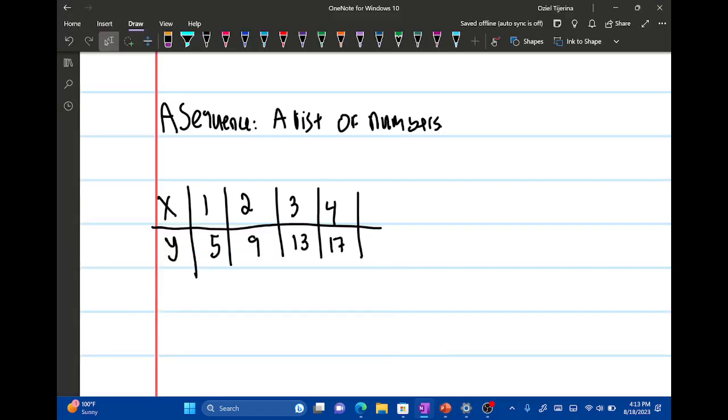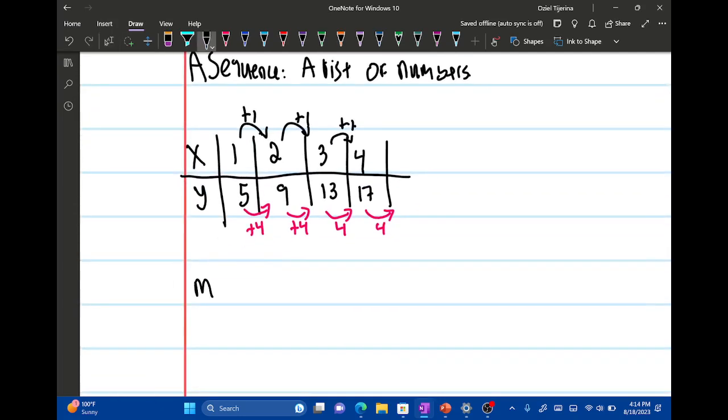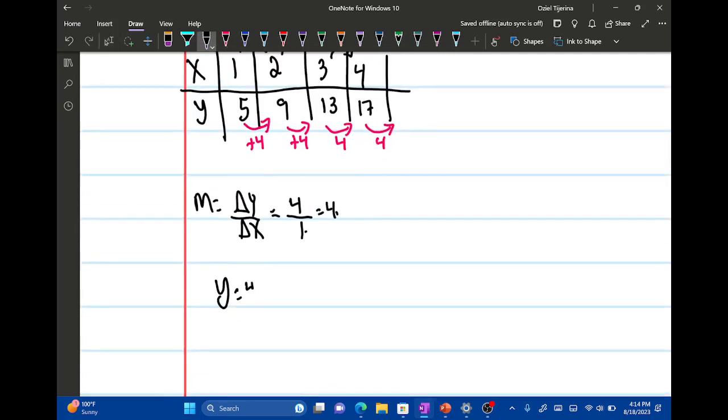So if we were to do, for example, let's say we find the equation of this line here. As you can see, it adds up by 4 every single time, and we know that the x terms are just increasing by 1 each time, right? So when you find the slope, it was always change in y over change in x. So we would always say it was 4 over 1, which is 4. And then from there, we would write the equation y equals 4x.